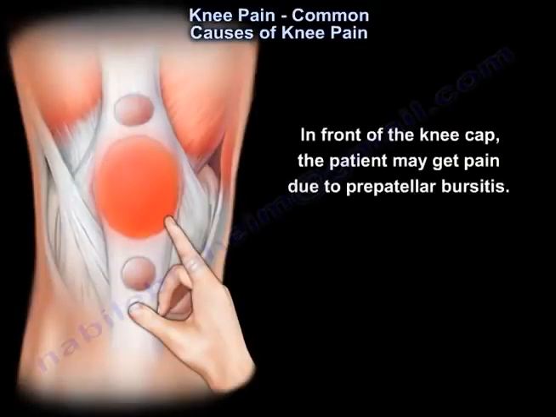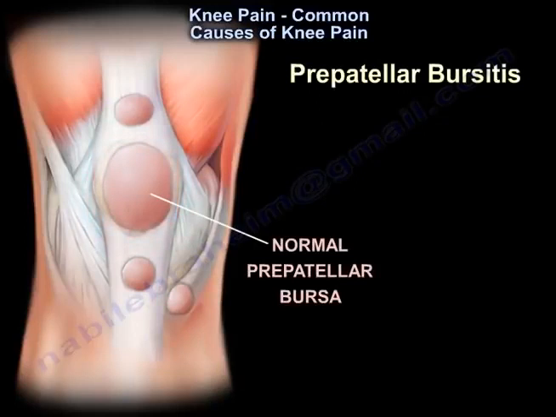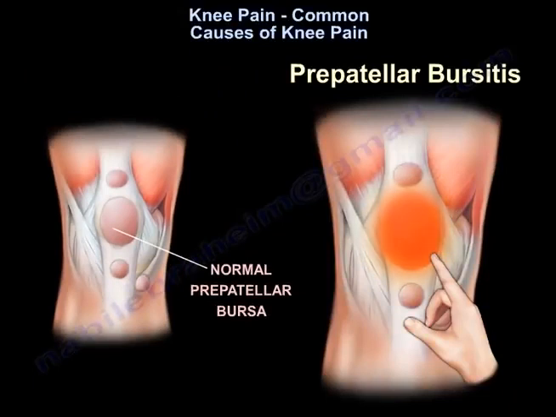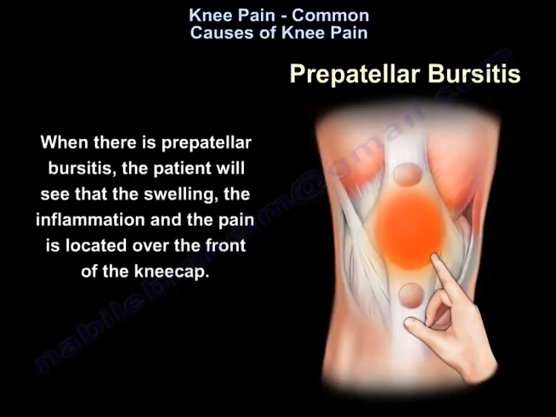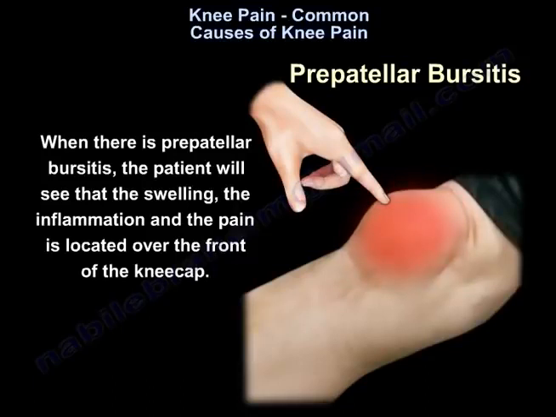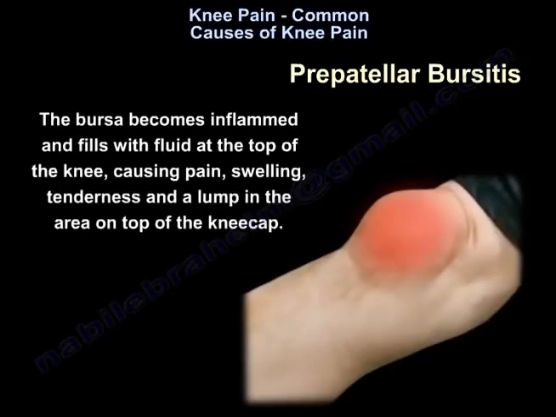Also, in front of the kneecap, the patient may get pain due to prepatellar bursitis. Here is a normal prepatellar bursa, and here is an inflamed prepatellar bursitis. When there is prepatellar bursitis, the patient will see that the swelling, the inflammation, and the pain is located over the front of the kneecap. The bursa becomes inflamed and fills with fluid at the top of the knee, causing pain, swelling, tenderness, and a lump in the area on top of the kneecap.